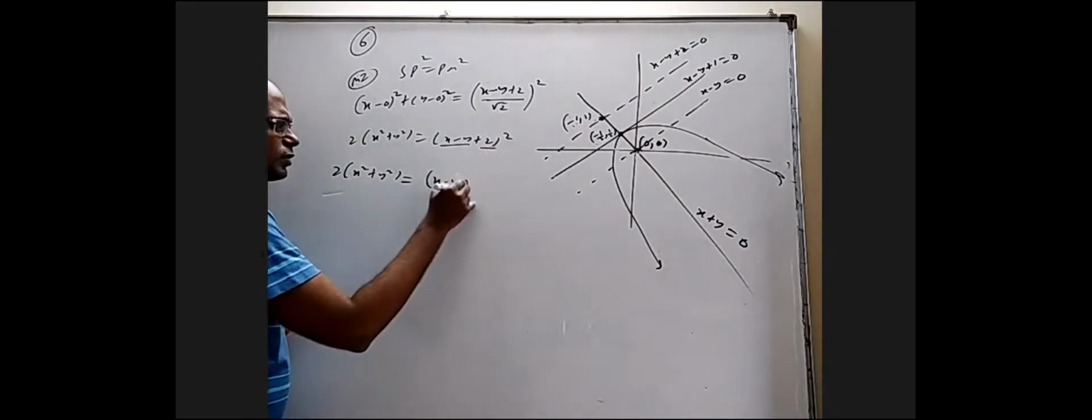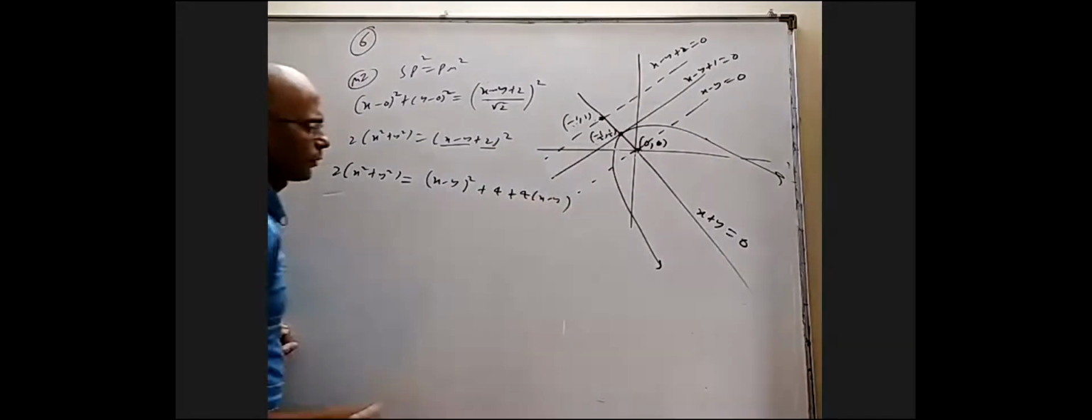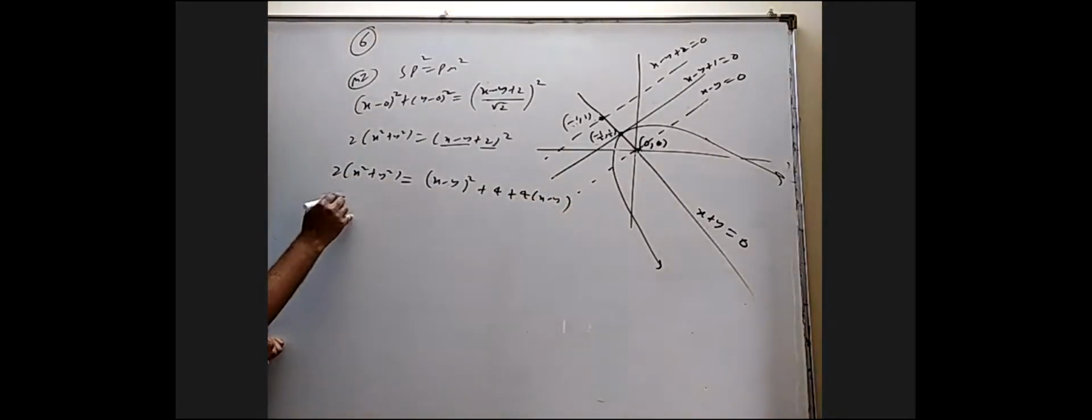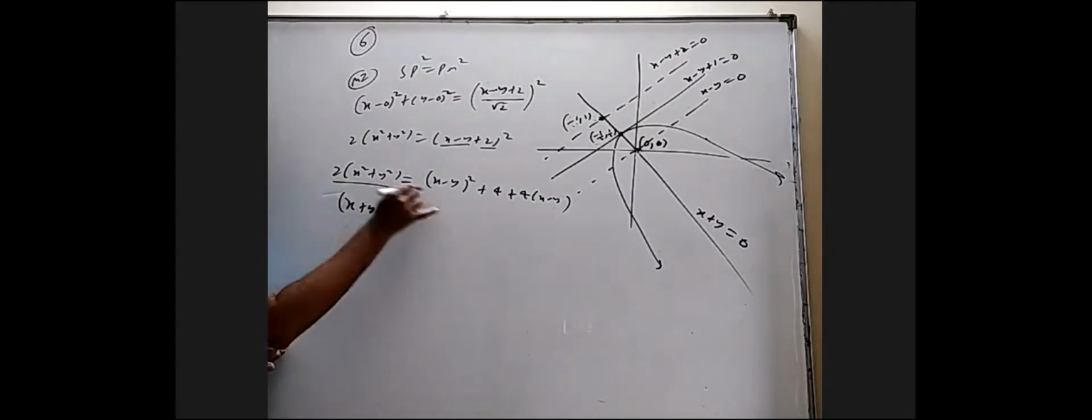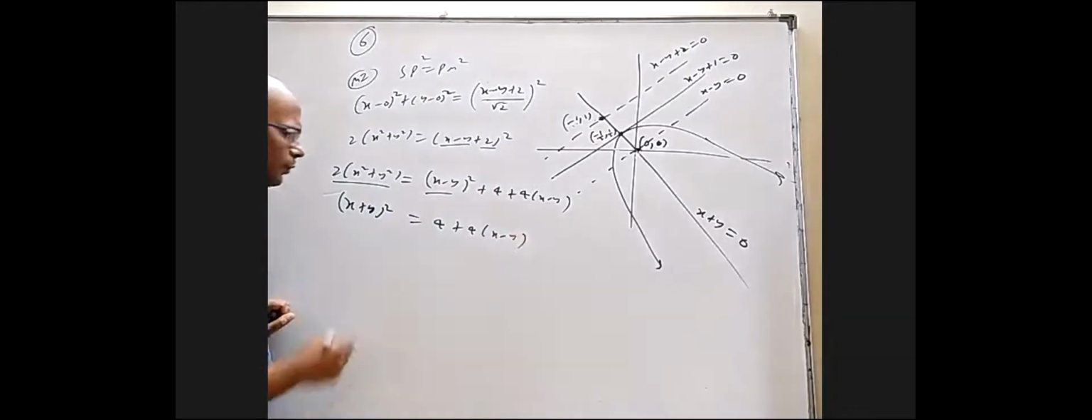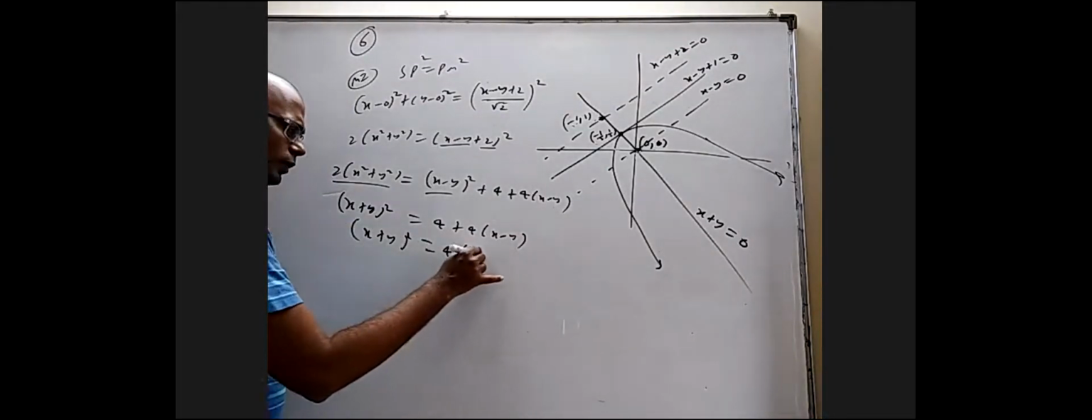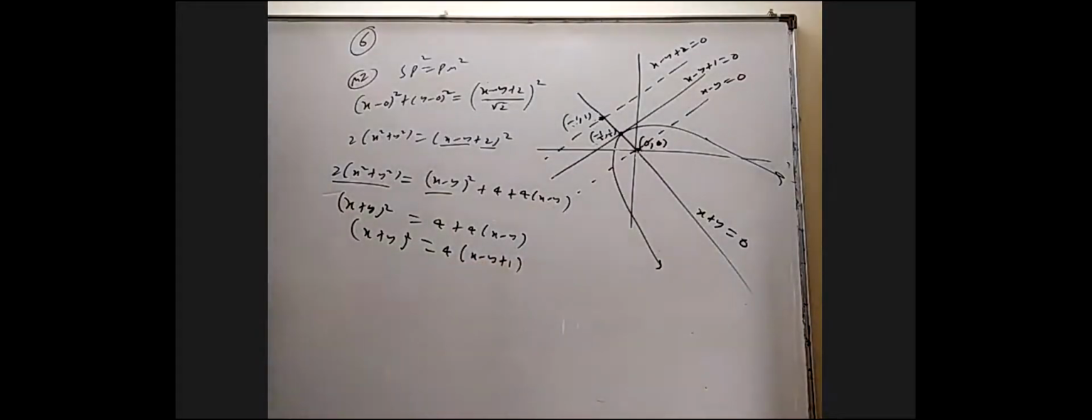This I want to take separate, this separate. (x minus y) whole square plus 4 into (x minus y) plus 4. If I bring this one here, that will give me (x plus y) whole square, from this it is subtract, equal to 4 plus 4 into (x minus y). So (x plus y) whole square, 4 common, (x minus y plus 1). That is after knowing focus and directrix.